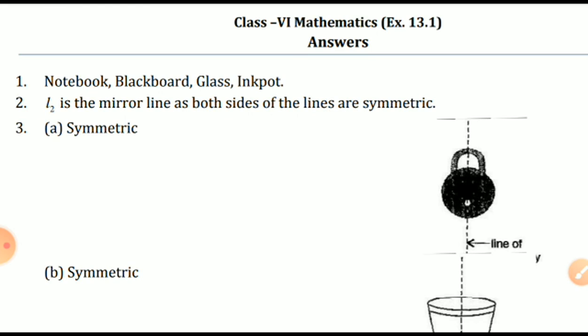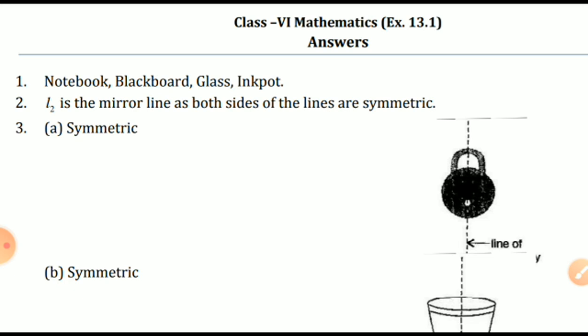First question was given: list the names of the things which are near your house or school which show symmetry. A textbook? Yes. Notebook? Yes. Then a blackboard? Exactly. Glass? Yes, either a steel glass or a glass. Very good, beta. Ink pot. I have drawn it to show you what an ink bottle is. Yes. A medicine bottle also. They are equally divided vertically.